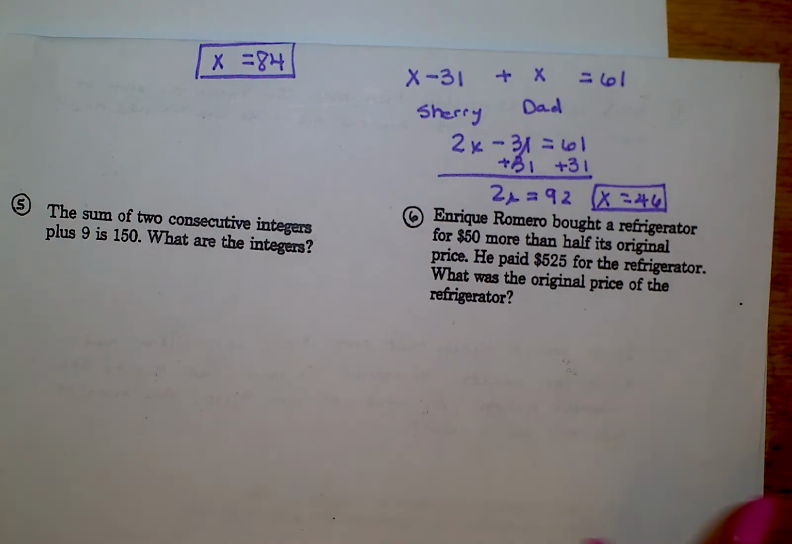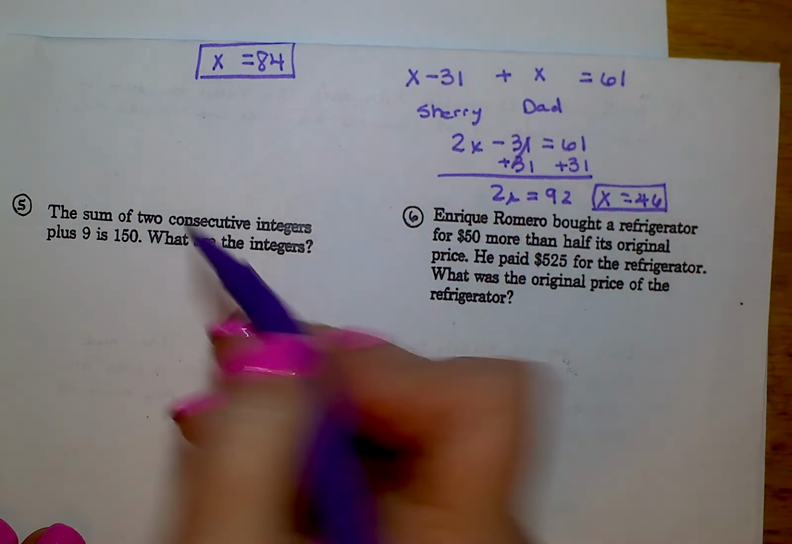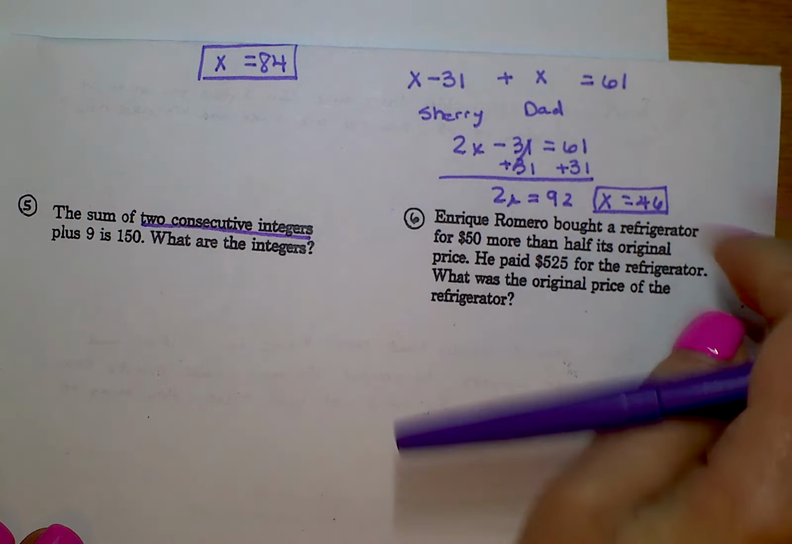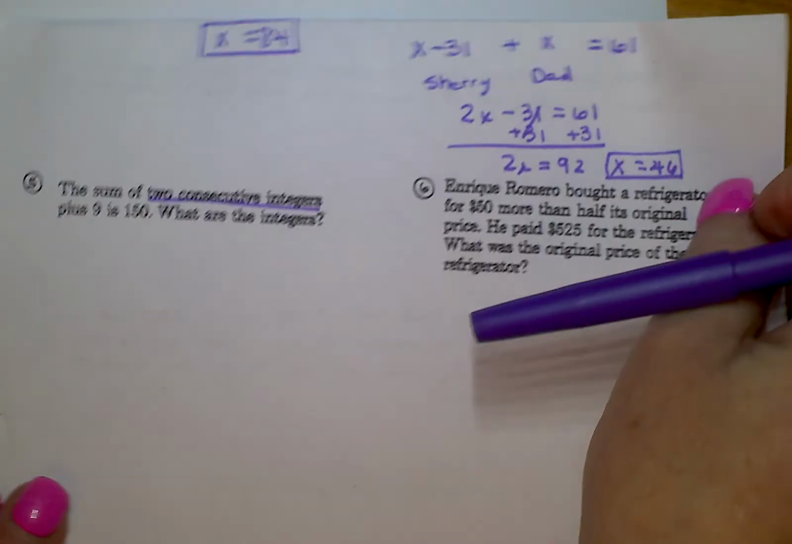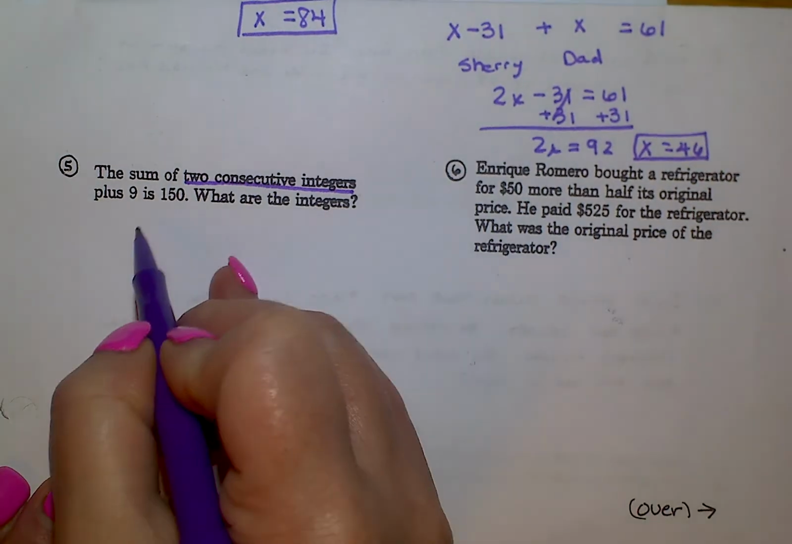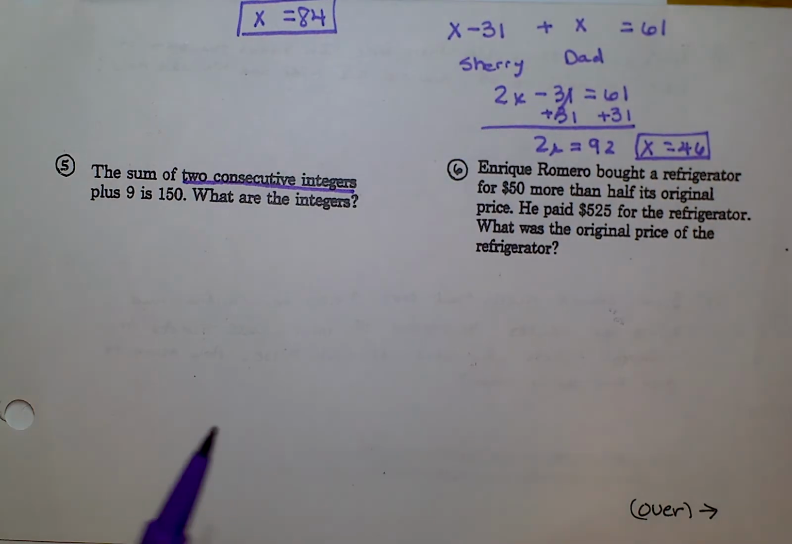Okay, number 5. The sum of two consecutive integers. Now, consecutive integers are one right after the other. So if I had the number 3, the next consecutive integer would be 4. So it would be all numbers beside each other. Remember, integers, you don't have the decimals.